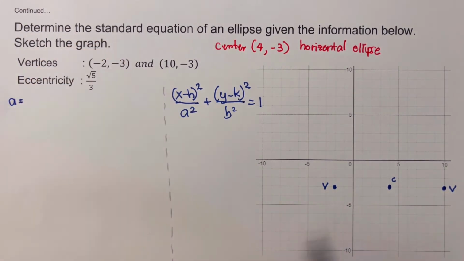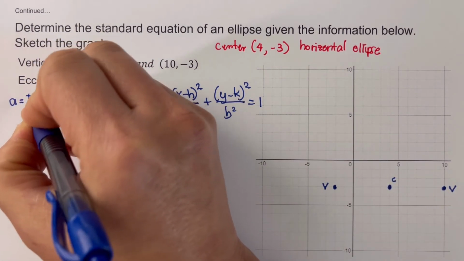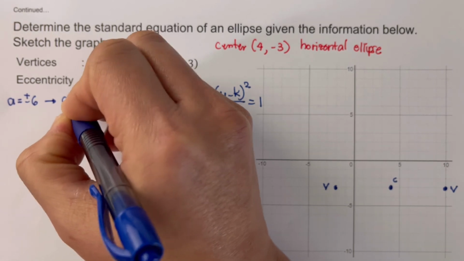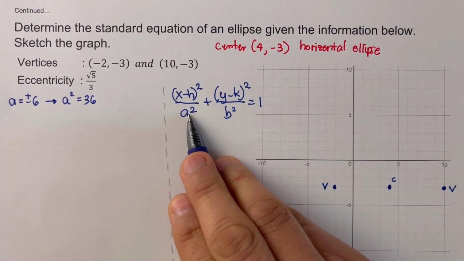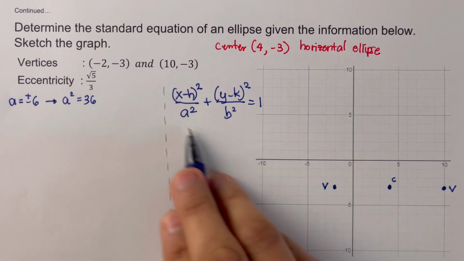So our a is 1, 2, 3, 4, 5, 6. So that's plus or minus 6. This tells us that our a squared is 36. So we already have a squared right here. So we can write the equation of the ellipse now.